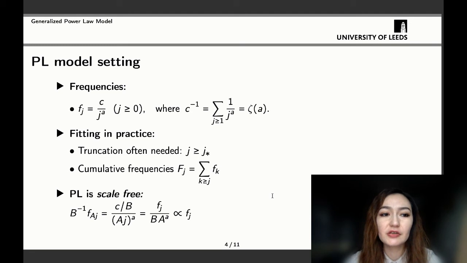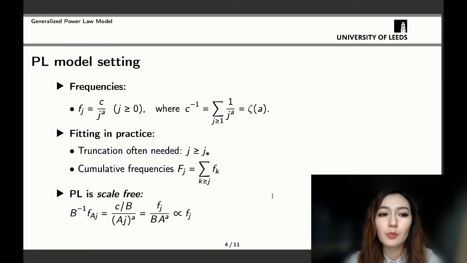Let J represent the number of citations. Fj is the frequencies of citations. The frequencies Fj equals C over J to the power of A, where J is equal to or larger than 0, and the constant C is 1 over zeta A.